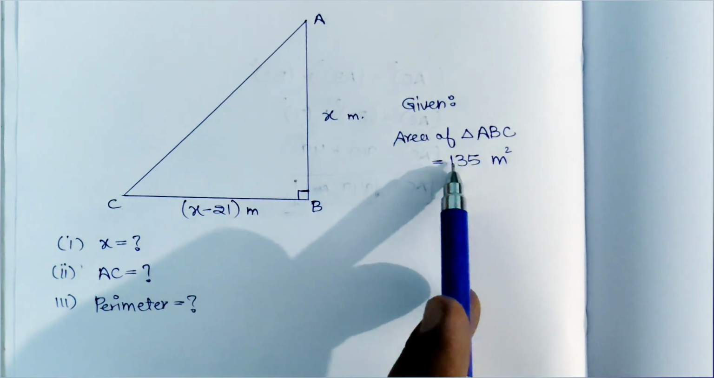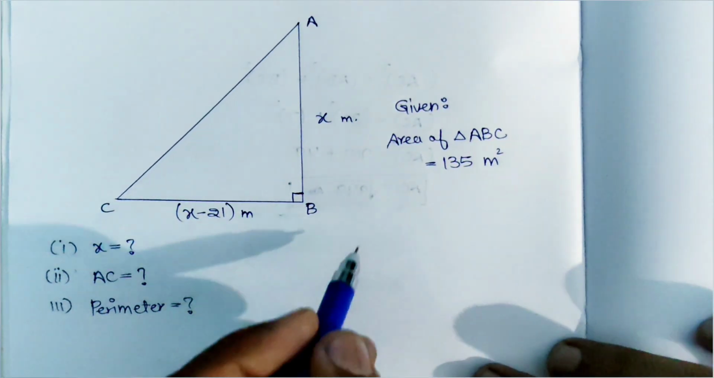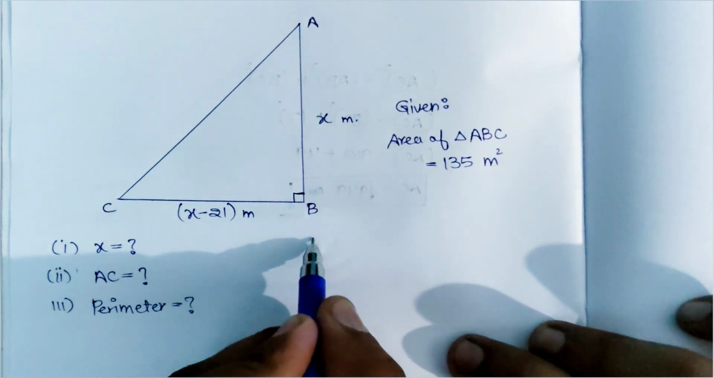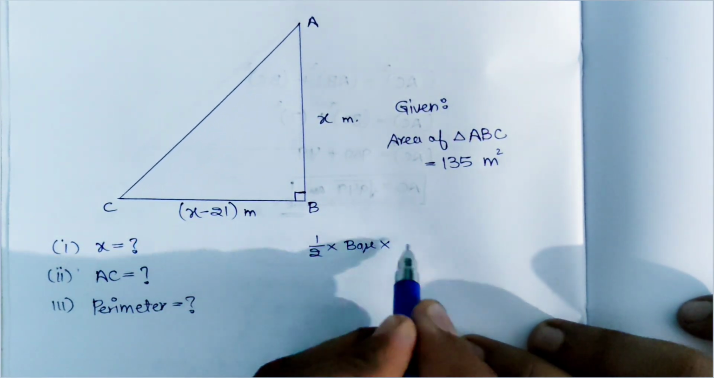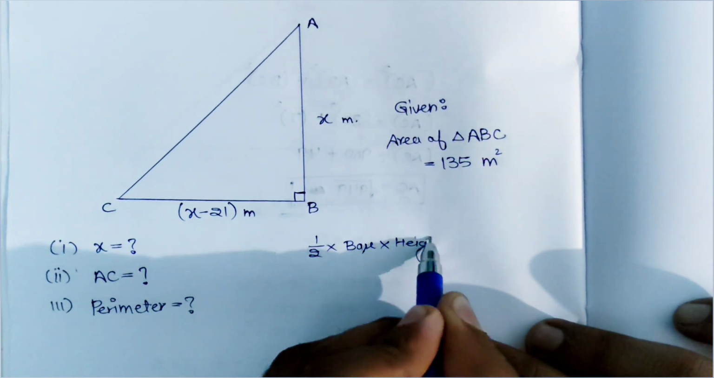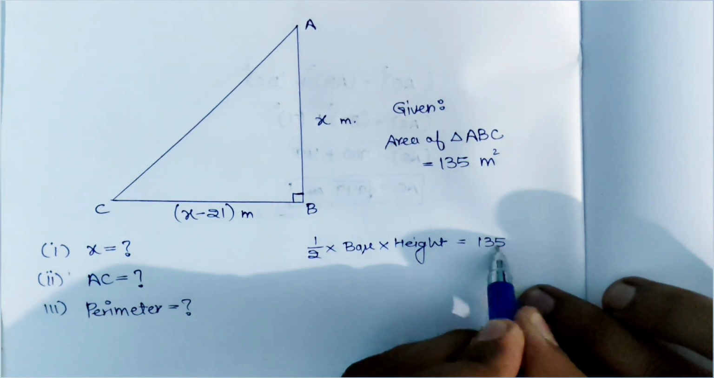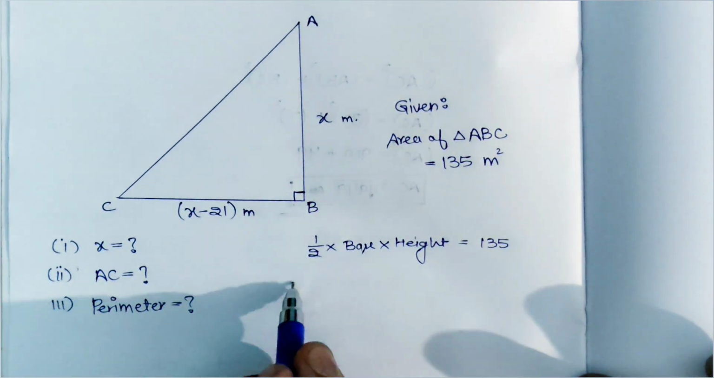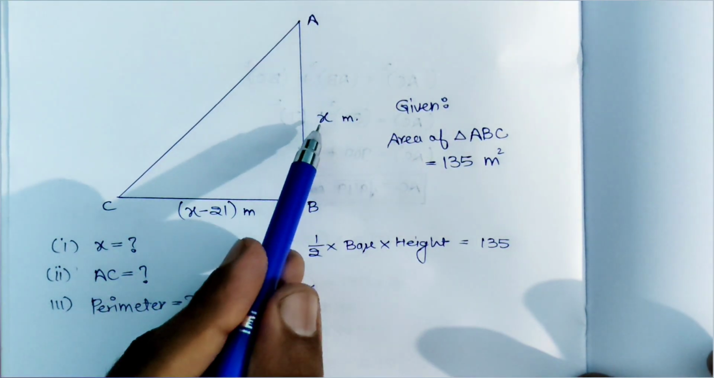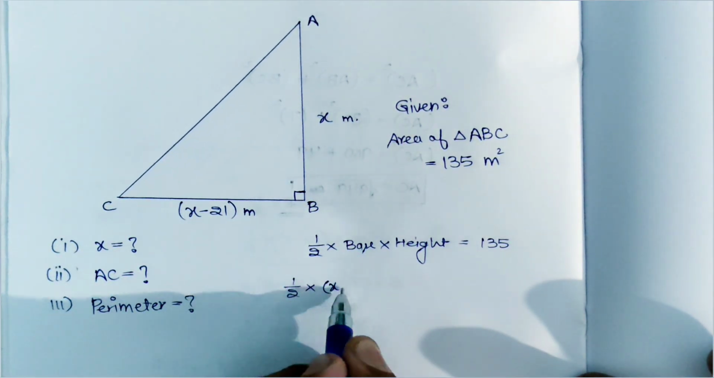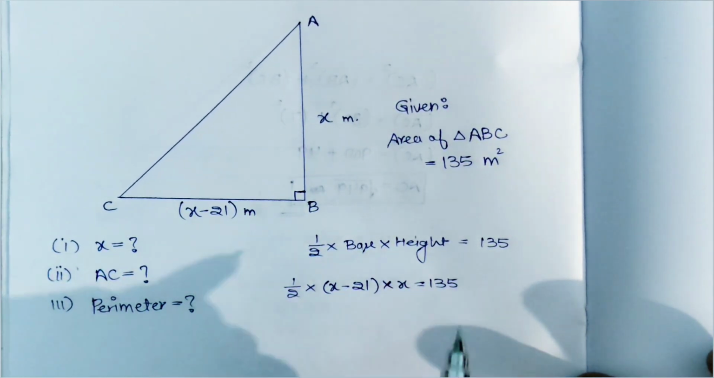And the given thing is the area of this triangle is 135 meter square. So as you know, the area of a right angle triangle is 1 upon 2, the base multiplied with height. So this will be equal to 135. Now, which one is the base? This is the base and this is the height. So 1 upon 2 into x minus 21 into x equals 135.